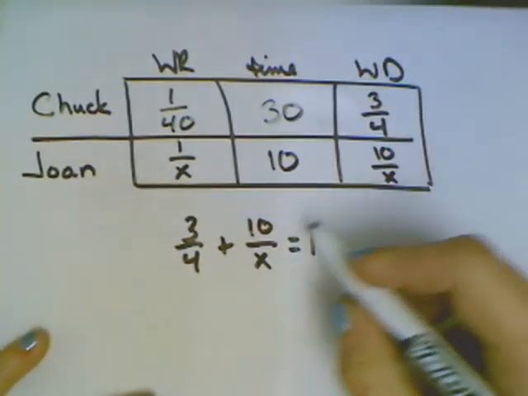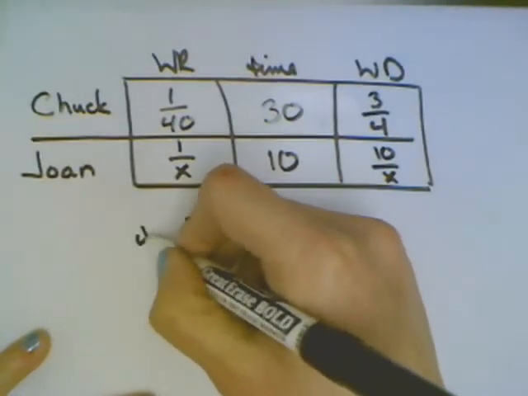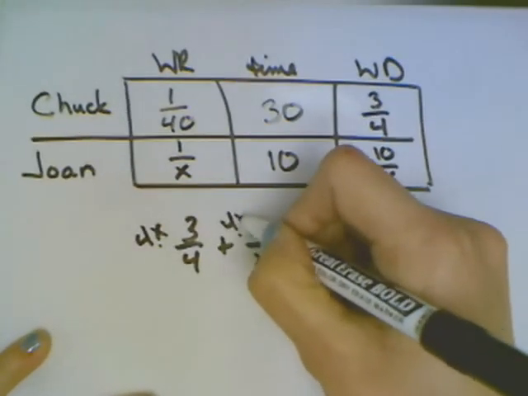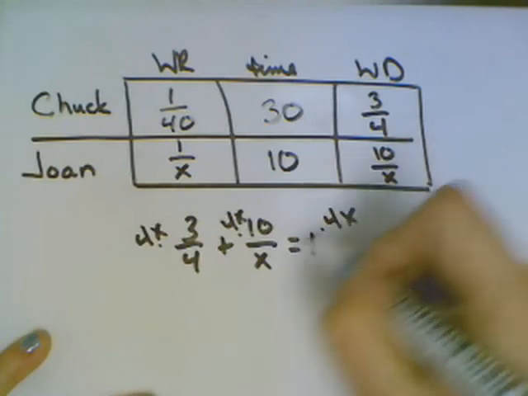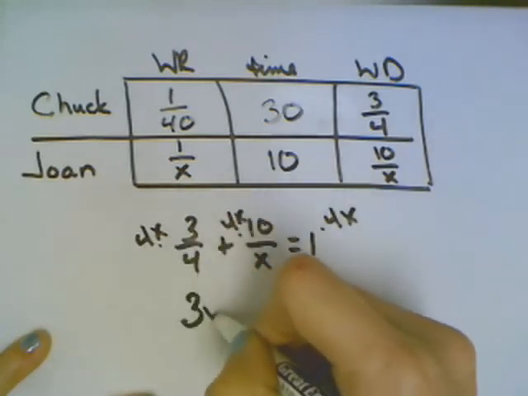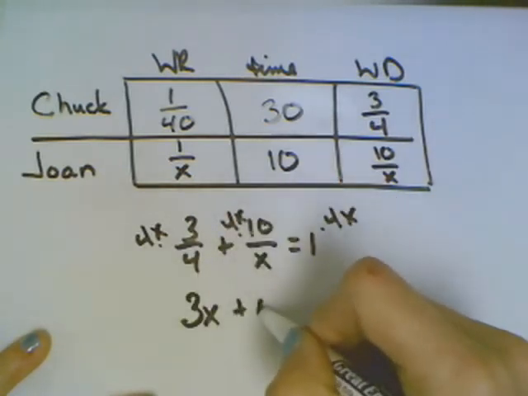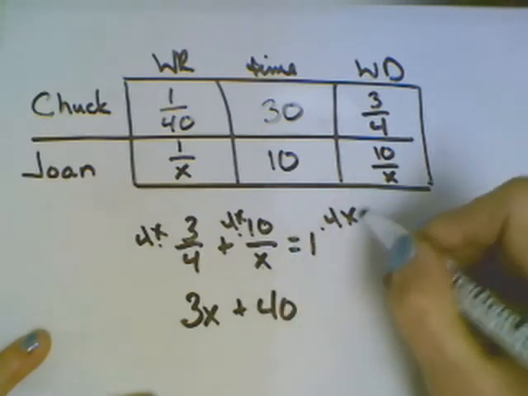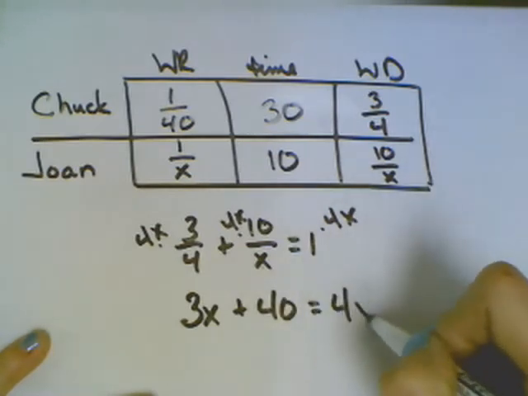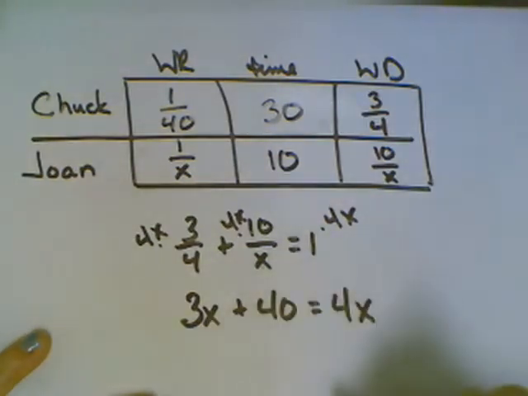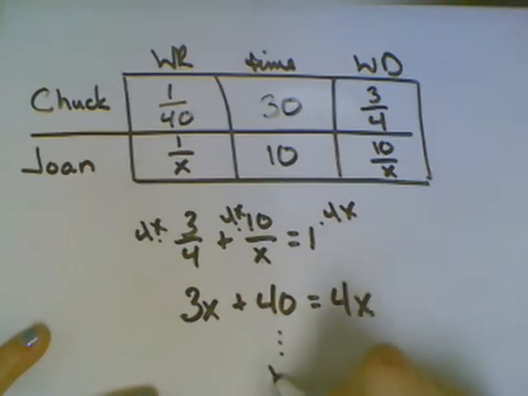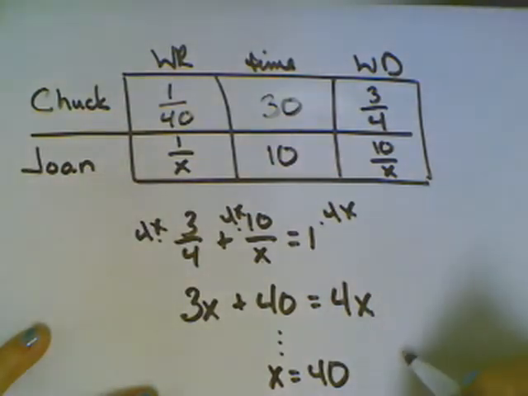To solve this equation, I multiply by the LCD, and in this case that's 4x times 4x. So this cancels and I'm left 3x. The x's will cancel here. I'm left with 40, and over here I'm left with x. You guys can solve this equation now, and you get that x is 40. That means that Joan shovels the driveway herself in 40 minutes.